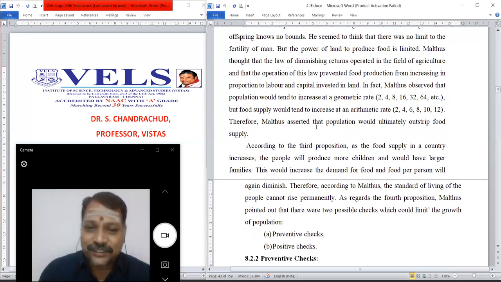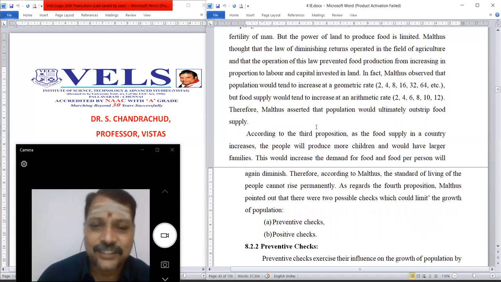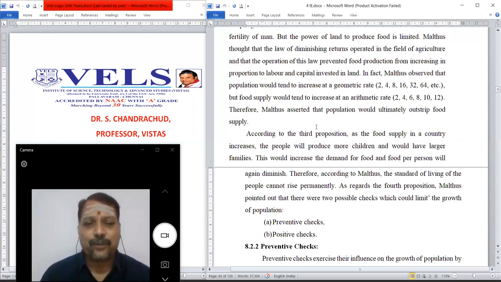According to the third proposition, as the food supply in the country increases, the people will produce more children and have a larger family. This would increase the demand for food and food per person will again diminish. Therefore, according to Malthus, the standard of living of people cannot rise permanently.